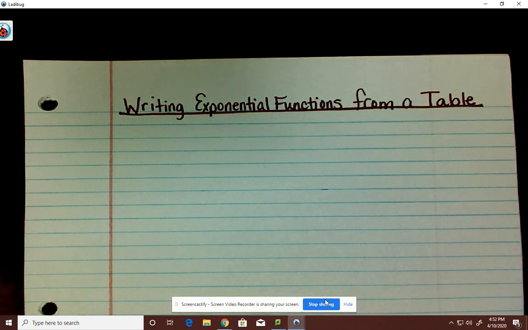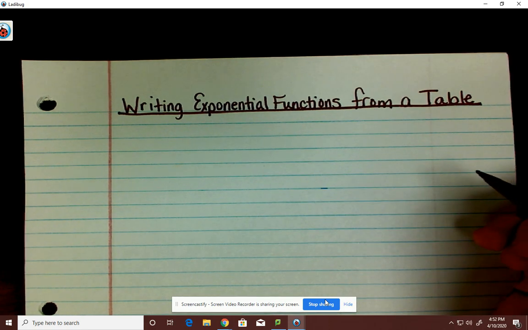Okay, so today what we're going to look at is how to write an equation for an exponential function from a table. And then next week or so, we'll look at, if we look at a table, how can we tell if it's linear or quadratic or exponential, and then be able to write the function. So we're going to write a few things down here, and then we will go through some examples.